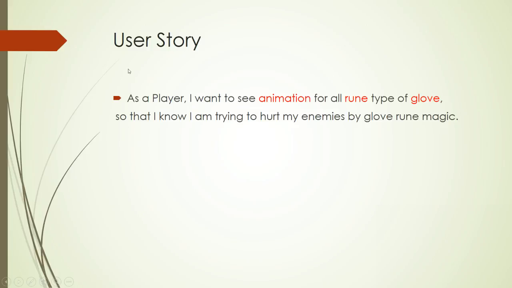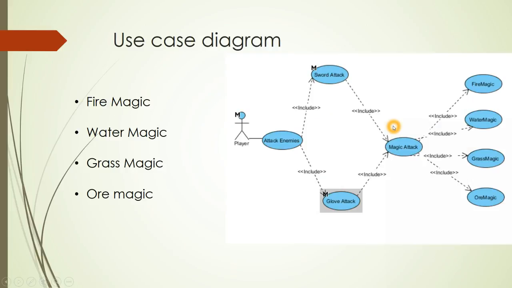So the user story in Sprint 3 is: as a player, I want to see animation for all rune types of glove so that I may know I'm trying to hurt my enemies by glove rune magic. So here is the use case diagram. The player can attack the enemy, and the player can have sword attack and glove attack, and the player can use magic attack. In the last sprint, the player could set the magic. Then after setting the rune, it is going to use magic attack.